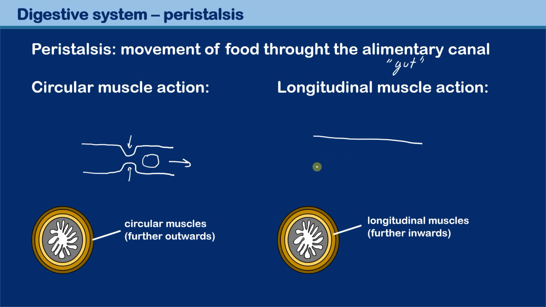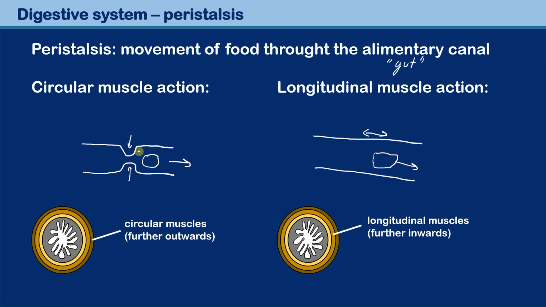And over here, if this is the food, and it's difficult to draw now, but if the muscles contract parallel to the direction of the intestine, then the food can be passed on. You have to imagine it like an earthworm crawling. An earthworm is also able to move forward because it's able to change its length. And both of these muscle actions together are responsible for moving the food through the digestive system, and this movement is referred to as peristalsis.